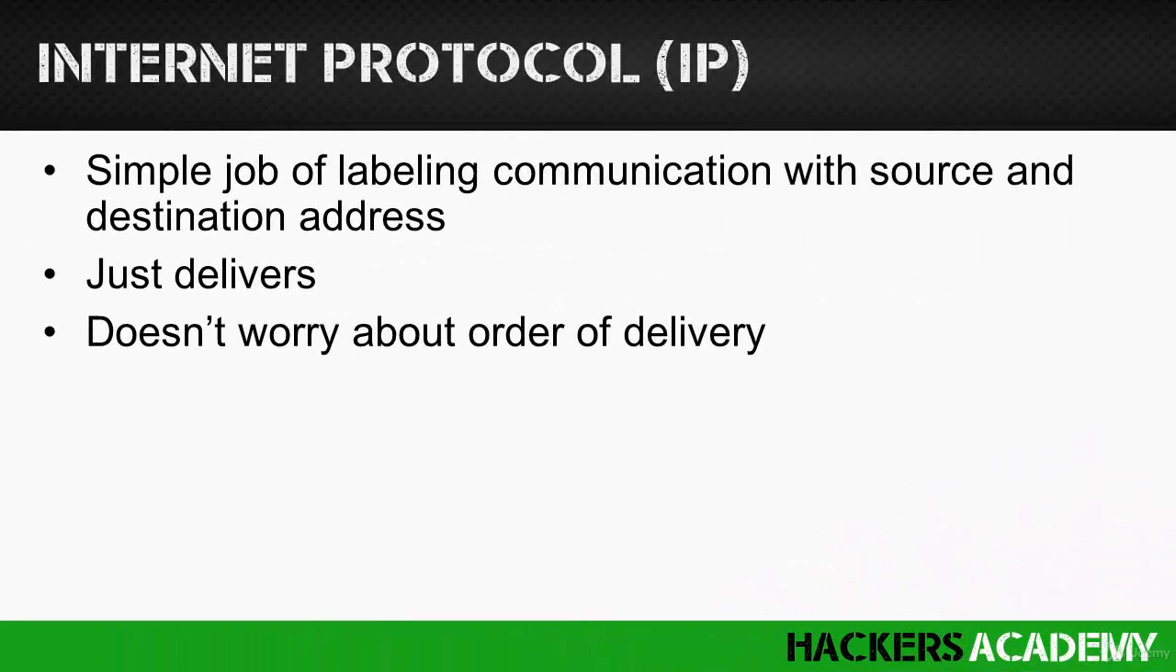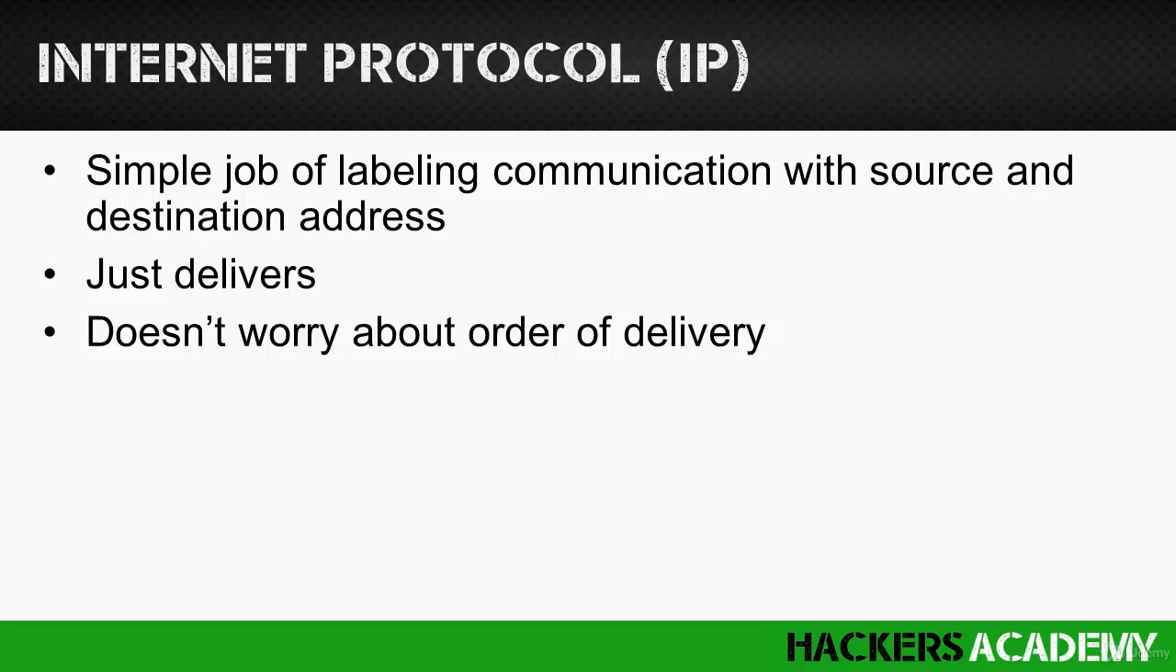The Internet Protocol, or the IP, which is the protocol that we mentioned very early on in the course, is one protocol that has a simple job of labeling communication with a source and a destination address. We've seen what IP addresses look like. These numbers have the only purpose of taking care of the recipient and the sender. So the Internet Protocol has the job of just delivering stuff. It doesn't worry about the order of delivery. It doesn't worry about whether it's being delivered in the correct order. All it does is that it knows who the sender is and who the recipient is, and it just delivers.